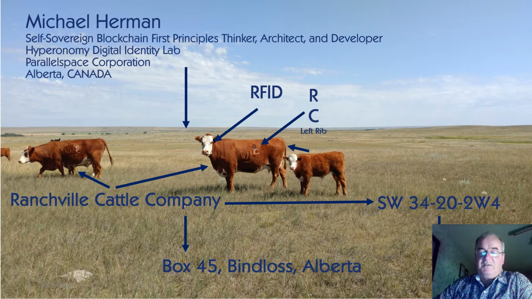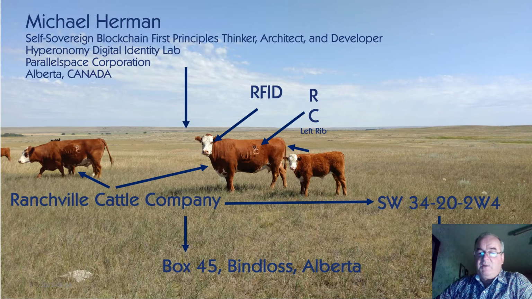Your cattle have an RFID tag in their ear. They have a brand on their side. There's linkages between cattle and the offspring, whether it be the mother cow or the bull. They generally belong to some sort of entity like a ranching company.